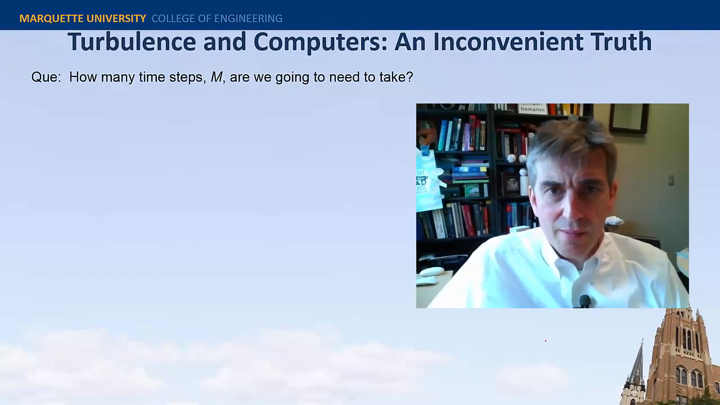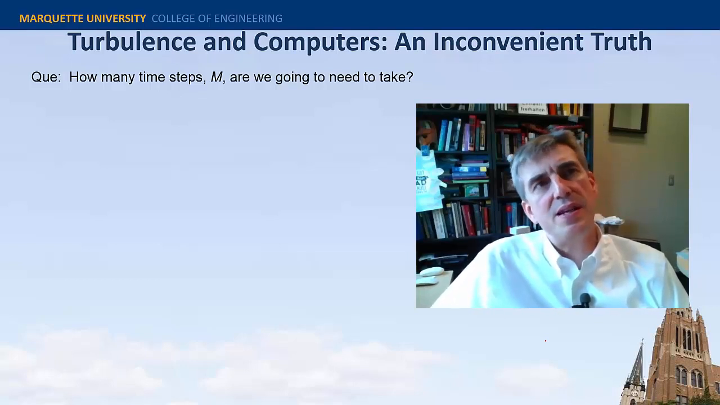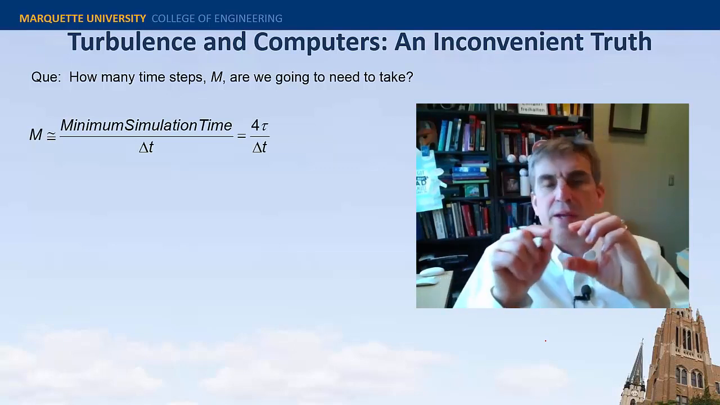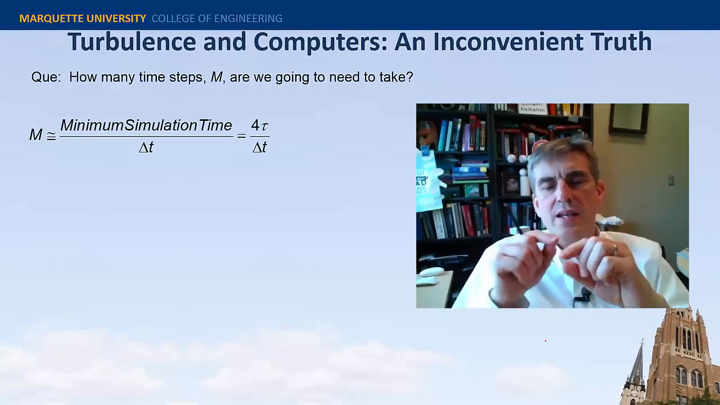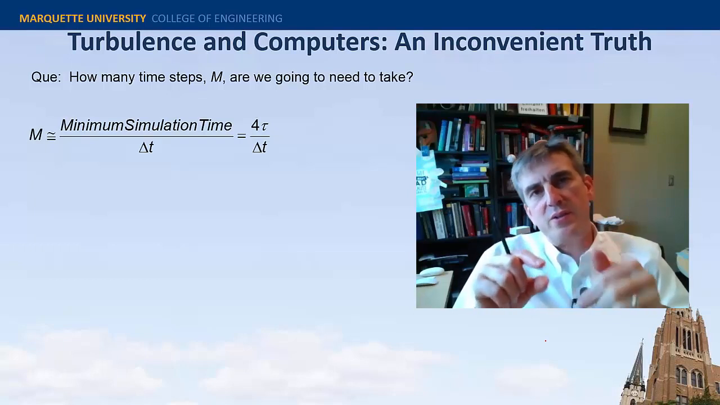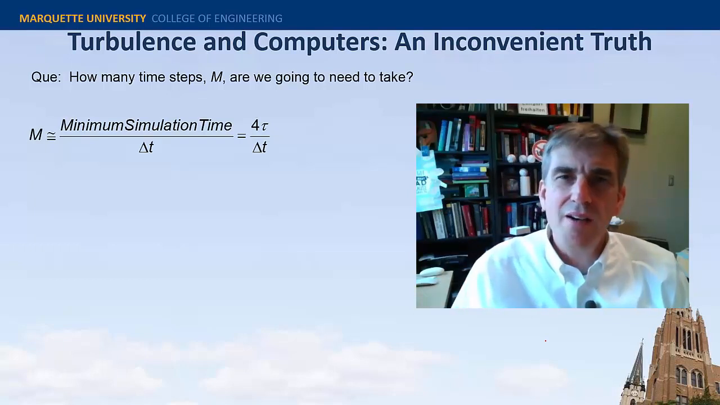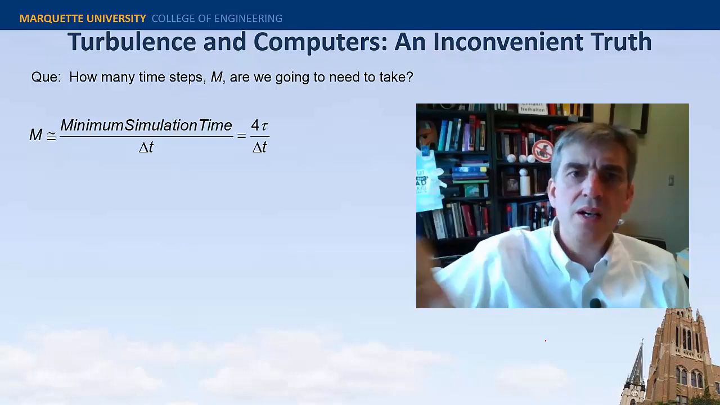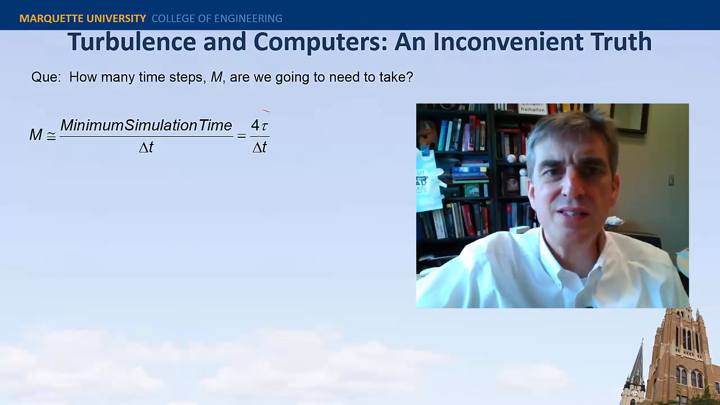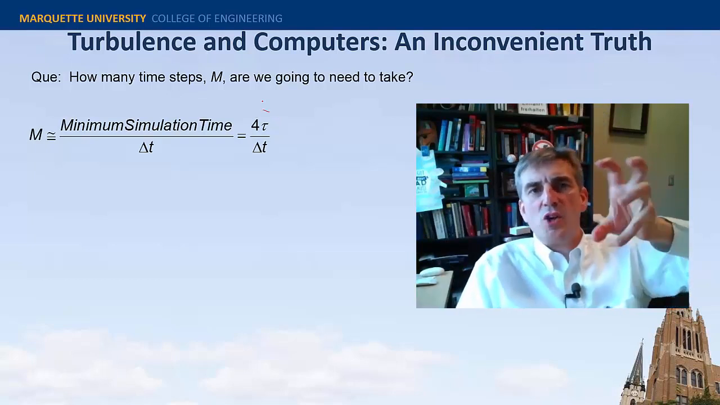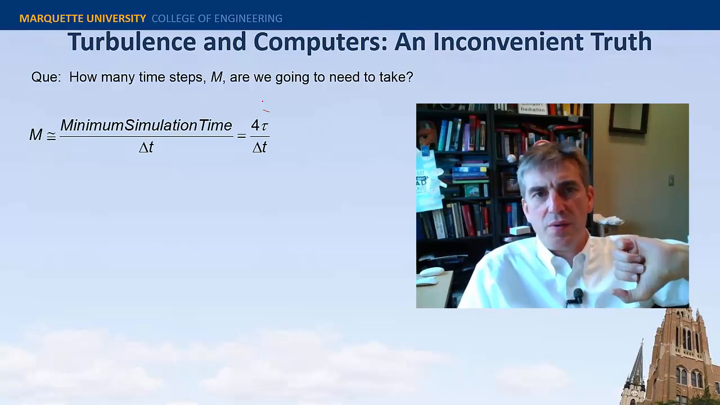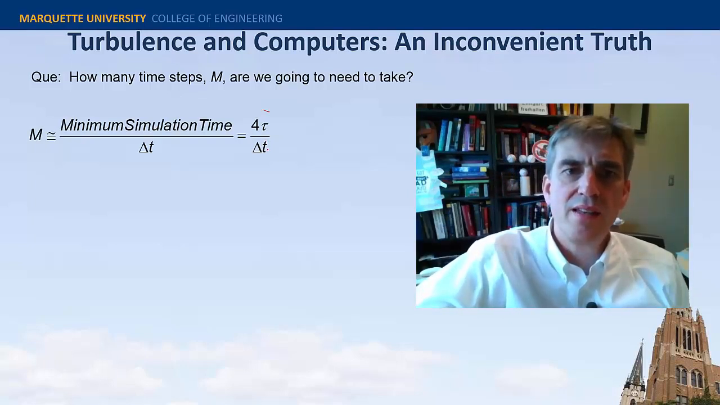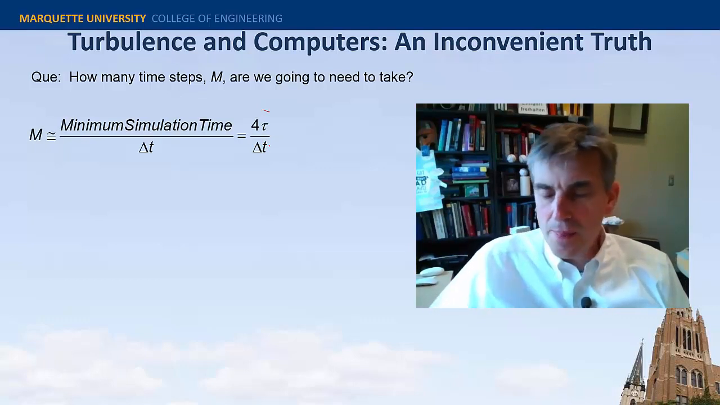How many steps m are we going to need to take in time? So this is a time step. Again, we're kind of beholden to the period of that smallest eddy. In order to resolve that period, in order to get the dissipation right, we would need a very small time step indeed. So let's say that we want to run the simulation in time at least 4 times, so that the Kolmogorov vortex spins around 4 times, or about 4 periods. And then we'll resolve that by delta t, this time step.